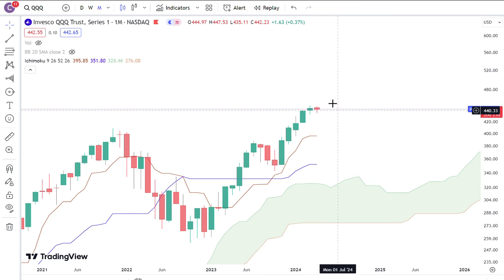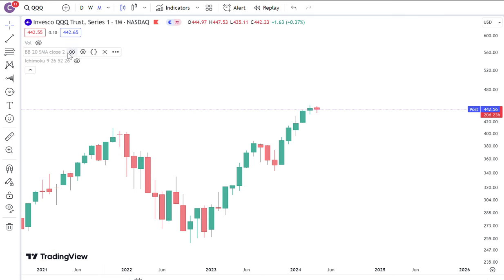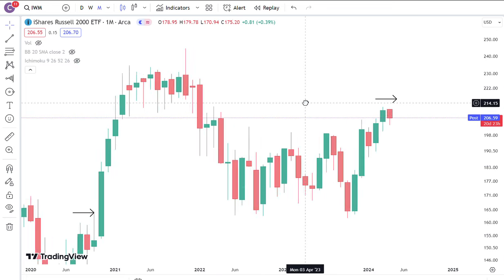But you just never know. Things do look a little bit overextended over here on the Ichimoku cloud, although things don't look too overextended over here on the Bollinger Band. So I'm a little bit equivocal on that. But what I am not as equivocal on is the Russell 2000.